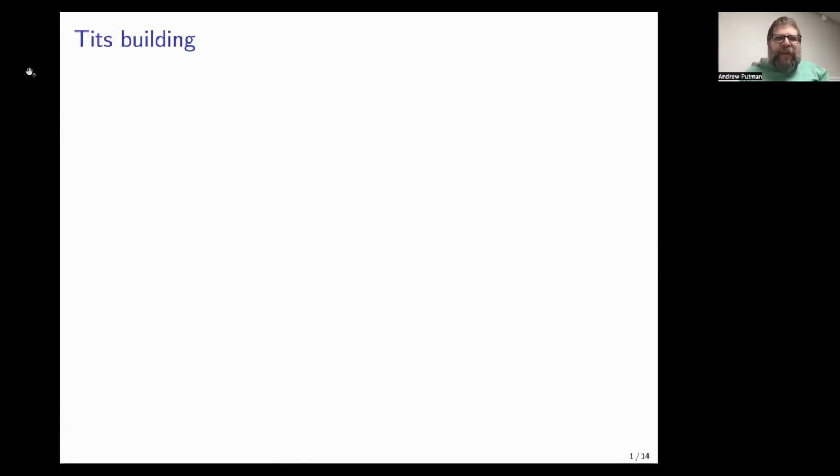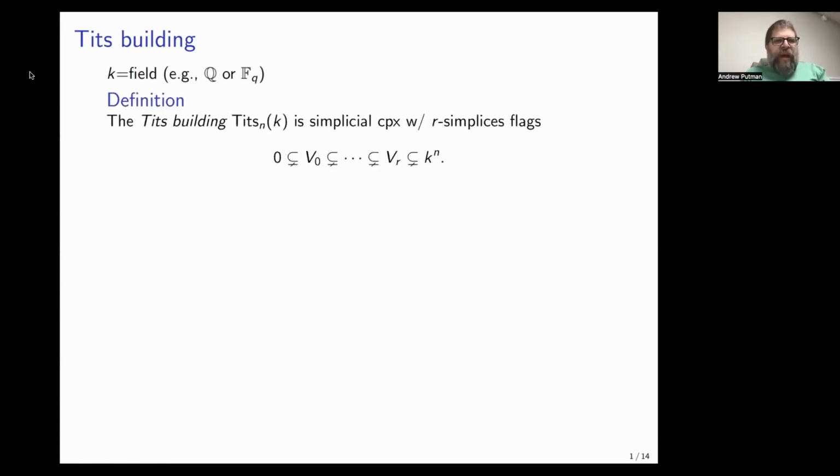So we can talk about the Tits building. Let K be a field. So for instance, just think about Q or a finite field. The Tits building is a simplicial complex. The r-simplices of the simplicial complex are flags of length r+1 inside K^n. So we don't allow 0 and K^n, but all the intermediate pieces are allowed. Those are the vertices, and they form simplices if they fit together in a flag. Those are subspaces of K^n.